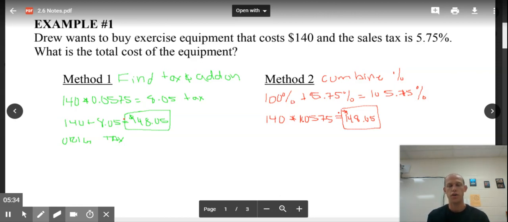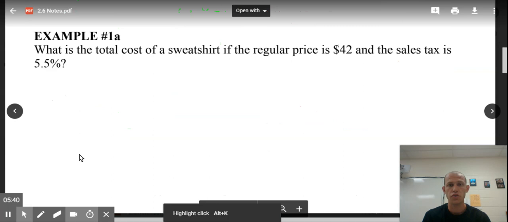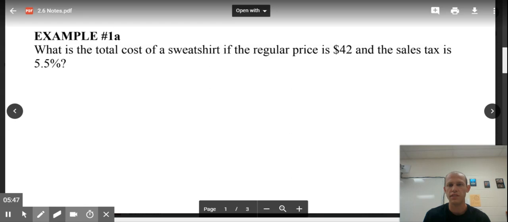We're going to do a couple other problems like this. And it looks like we have time, so I'm just going to include it in this video. So we're going to do method 1 and method 2. What is the total cost of a sweatshirt if the regular price is $42 and the sales tax is 5.5%? So if I do method 1 in green, that's the one where I find the tax and add it on.